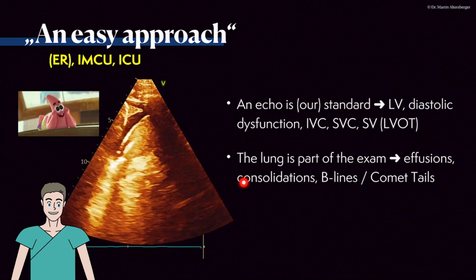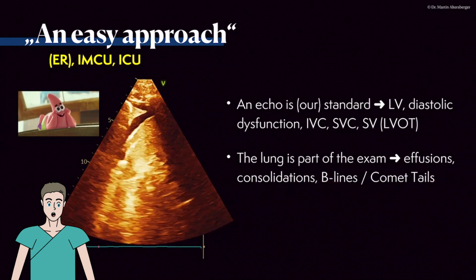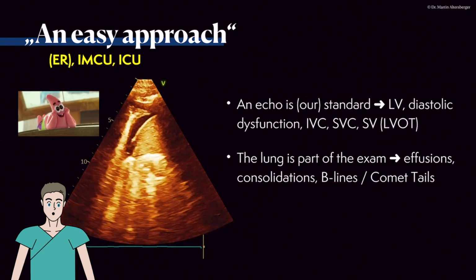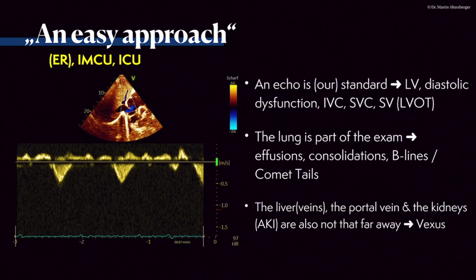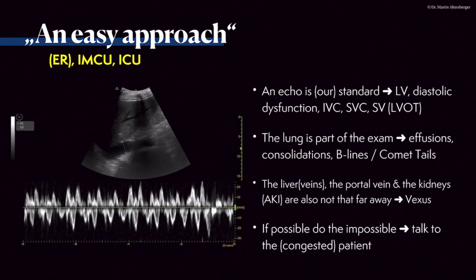We look for effusions, consolidations, B-lines or comet-tail artifacts. So we look for free fluid, and we look for signs of infection. Then we use the liver veins, the portal vein, and the kidneys, because if a patient has acute kidney injury, we always take a look at the kidneys anyway. So all the structures are not that far away, and we use the VExUS exam also in our daily clinical routine.